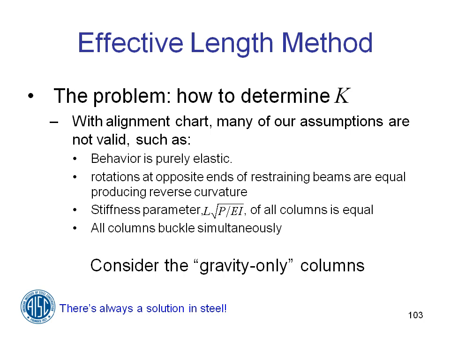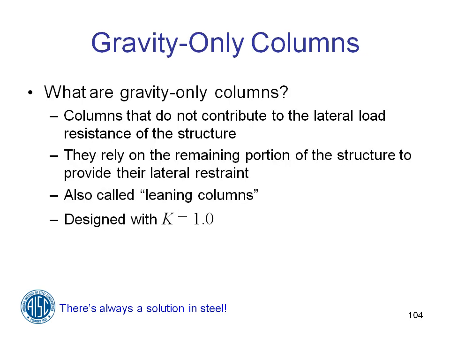We assume the rotations at the opposite ends of their beams are equal and producing reverse curvature. Chances are they aren't going to be equal. We assume the stiffness parameter for each column, L times the square root of P over EI, is the same. Again, not likely to happen. And we assume all columns buckle simultaneously. And that is not likely to happen, particularly if we have gravity-only columns working in a system along with moment frames. So what are these gravity-only columns?